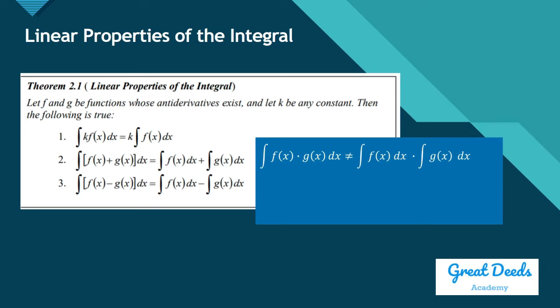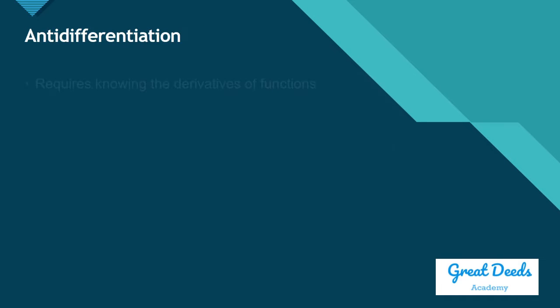So these linear properties, okay, do not apply to a product of functions. If you have the integral of f of x times g of x dx, that is not equal to the product of the integrals of the functions. This is just not true, and also for this. So by now, you can see that anti-differentiation, the integral, requires knowing the derivatives of functions.